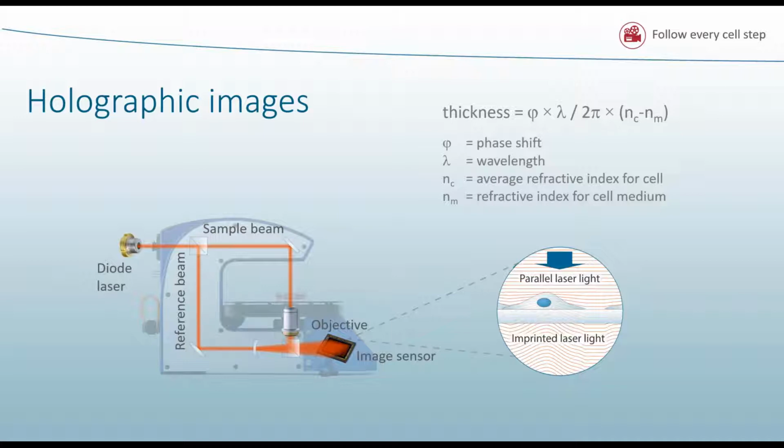The reference beam has gone undisturbed through the back of the instrument, so when those 2 beams meet again, they are not identical anymore. So they will create an interference pattern that we capture. That interference pattern is the raw data. That's what we use to calculate cell thickness, cell characteristics, everything.